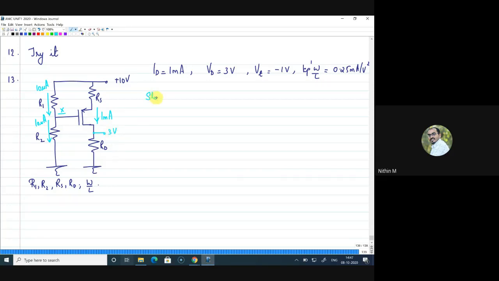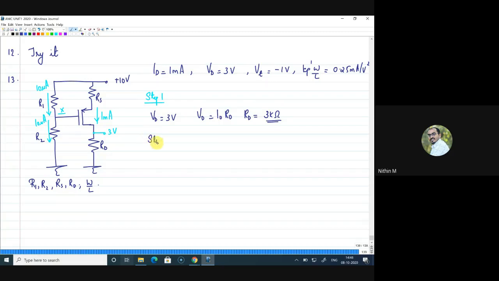So that is your step 1. Step 1 is to find, given that VD is equal to 3, VD is equal to ID into RD, so that you will get the value for RD. What is the value of RD? 3K. Very good. RD is 3K. That is done. So from the given data, you can directly find the RD. Nothing else we can find.